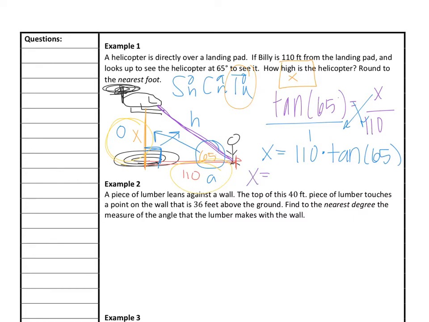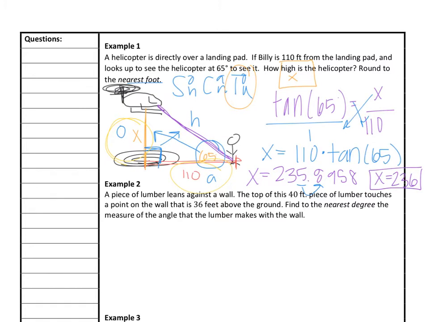So we end up with x equals 235.8958. But it does say to round to the nearest foot, which means that there are no decimals, so we take the 5 and look to the right. The 8 is telling the 5 to bump up, so our final answer here should be x equals 236.